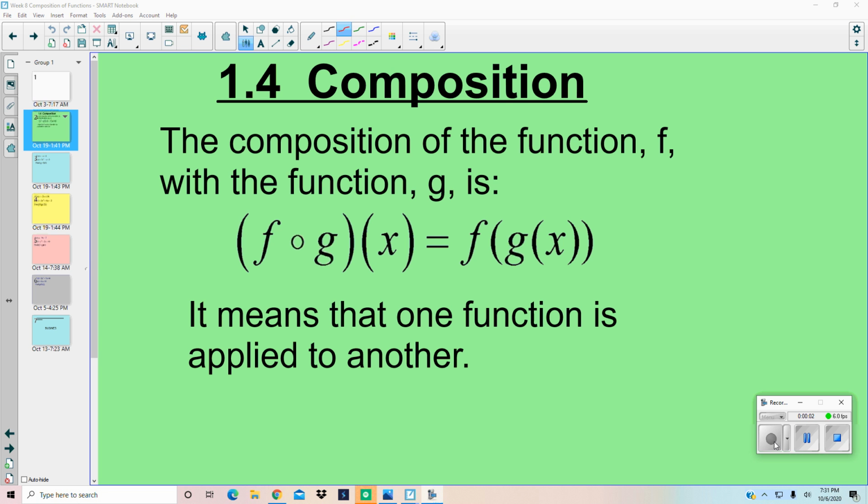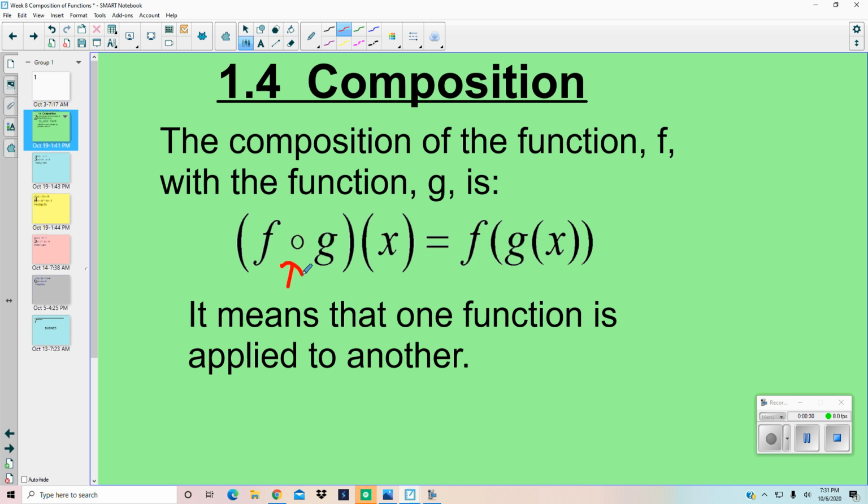Okay, we're going to learn the fifth function. The four operations are adding, subtracting, multiplying, and dividing, and the fifth one is called composition. The composition of the function f with the function g is, here is the symbol for composition. It is a little circle. It looks like fog, but you read it f of g of x.